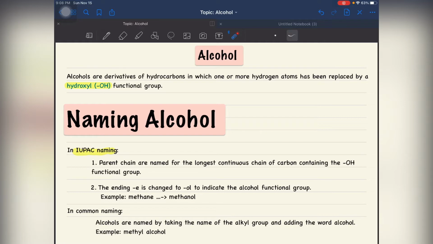So in common naming, ito naman yung ginagawa. Alcohols are named by taking the name of an alkyl group and adding the word alcohol. For example, we have methyl alcohol. So this methyl alcohol is similar to methanol. So this methanol is the IUPAC name and this methyl alcohol is its common name.